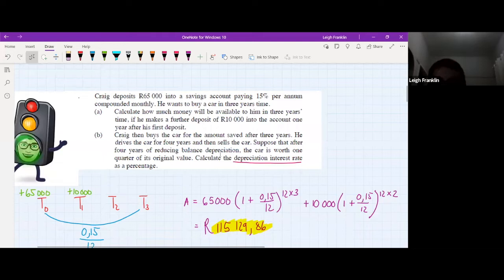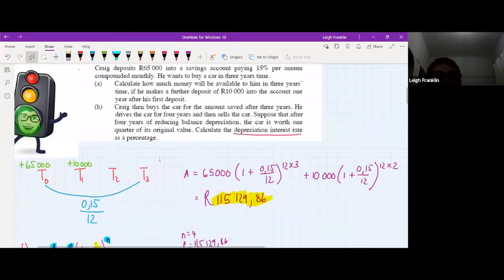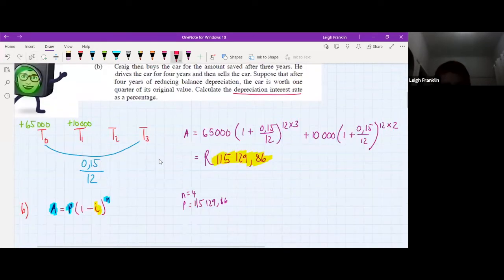Okay, so the car is worth 1/4 of its original value. So that means that we need to take A, which is going to be the 115,129.86. And we need to divide that by 4 because it's worth a quarter of what it was originally. Okay, 115,129.86 divided by 4. There we go.